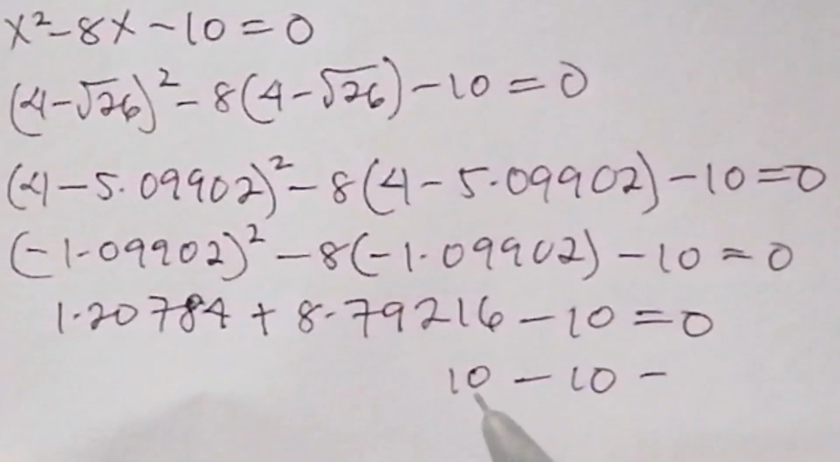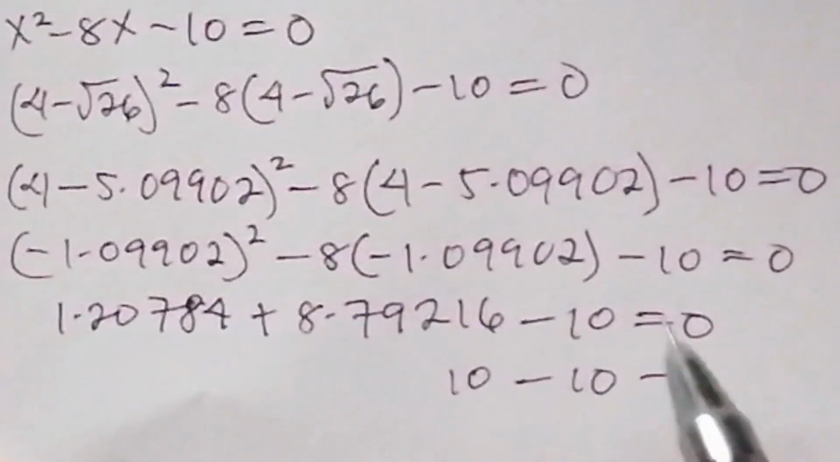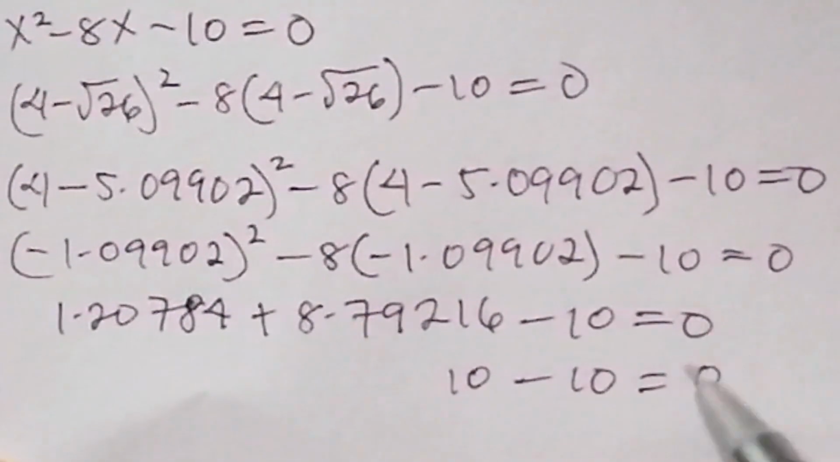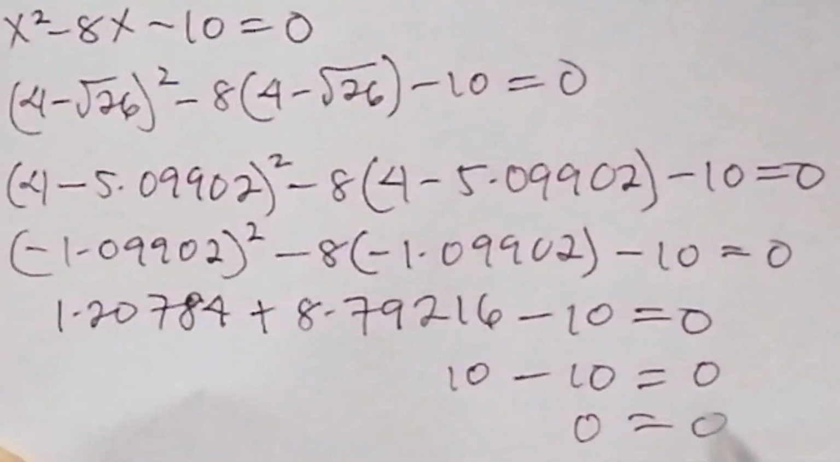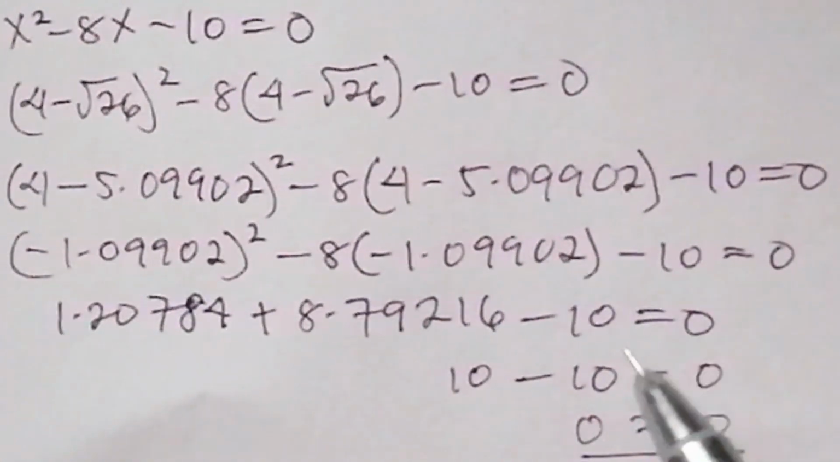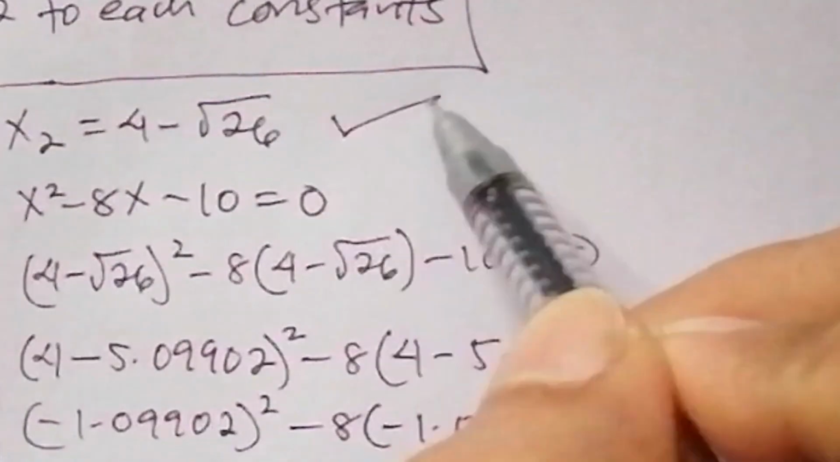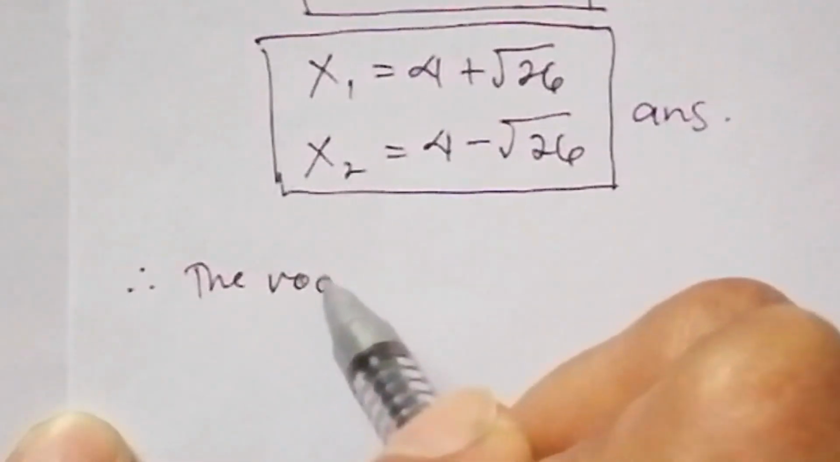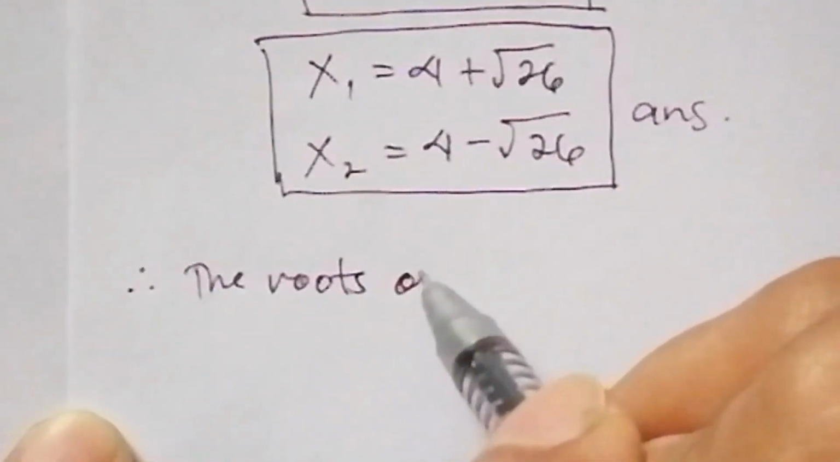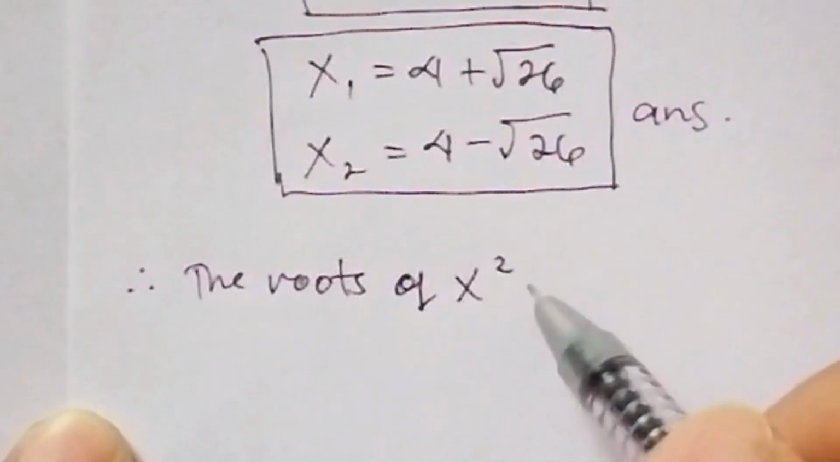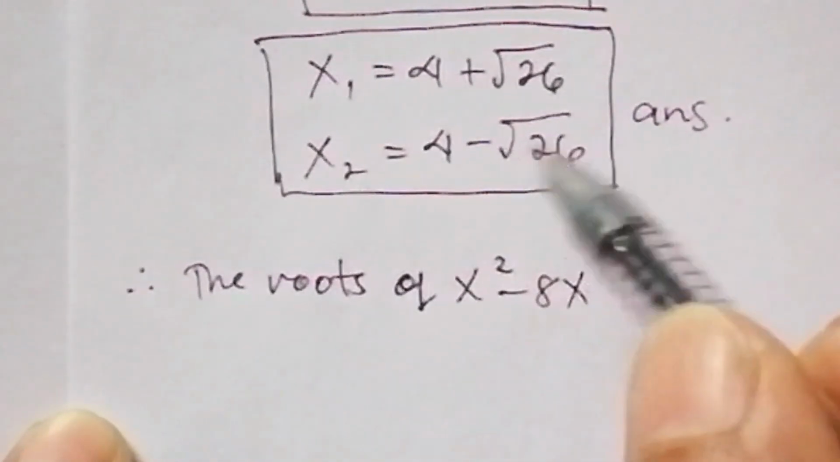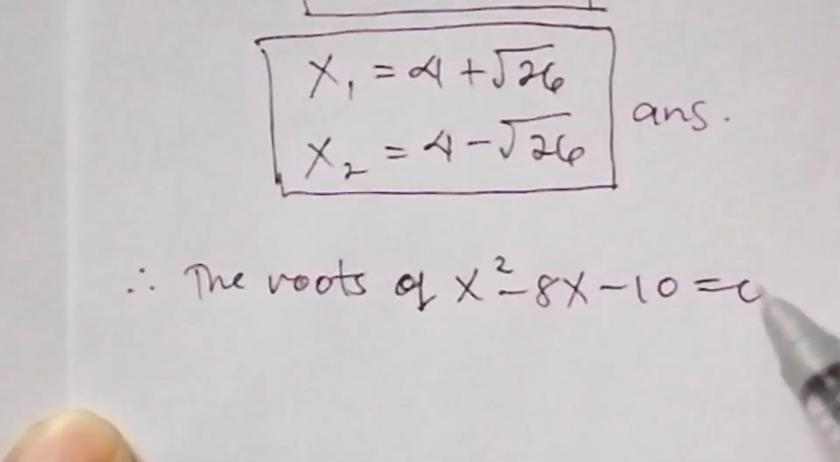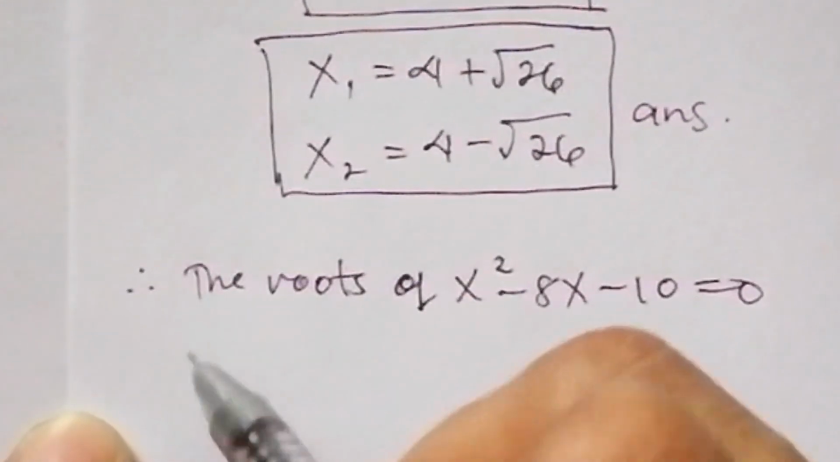So x sub 2 is equal to 4 minus square root of 26 is also the solution of the given equation. Therefore, the roots of x squared minus 8x minus 10 is equal to 0 are 4 plus square root of 26 and 4 minus square root of 26.